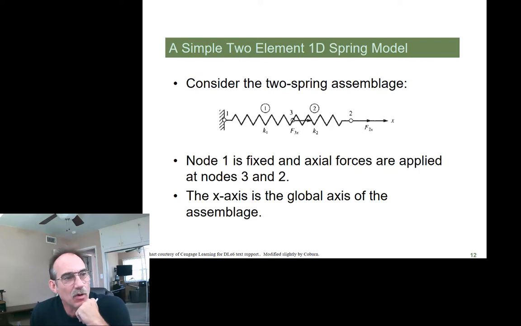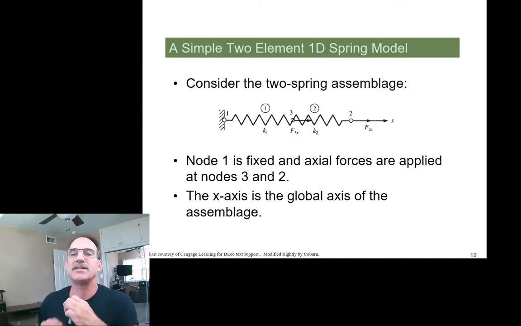Let's say we have node 1, we have 2 springs, and they're both aligned in the same coordinate system. So we just have the X direction. So the stiffness is only affecting the movement of the grids or the nodes in the X direction. Spring 1 goes from node 1 to node 3, and the second spring goes from 3 to 2. Let's say that we're fixed or pinned at the left end, and we have external forces applied at grids 3 and 2. Remember, grid and node are interchangeable words, okay, or points.